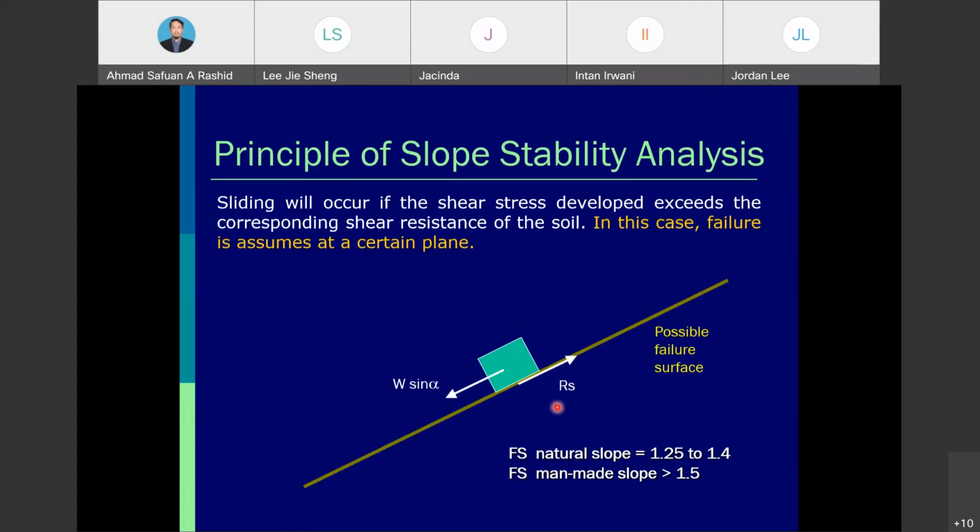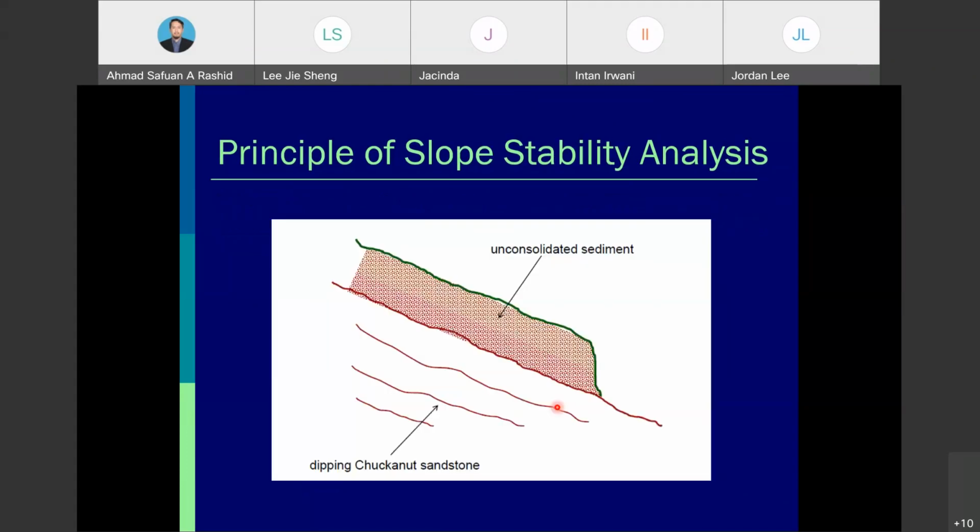So in that case, we need to identify what the RS value is and also what the W sine alpha value is. From this analogy, several researchers came up with their own approach, their own equation, to determine the factor of safety value. So we go through in detail to discuss this analogy of the block, a block of soil located on a sloping plane.